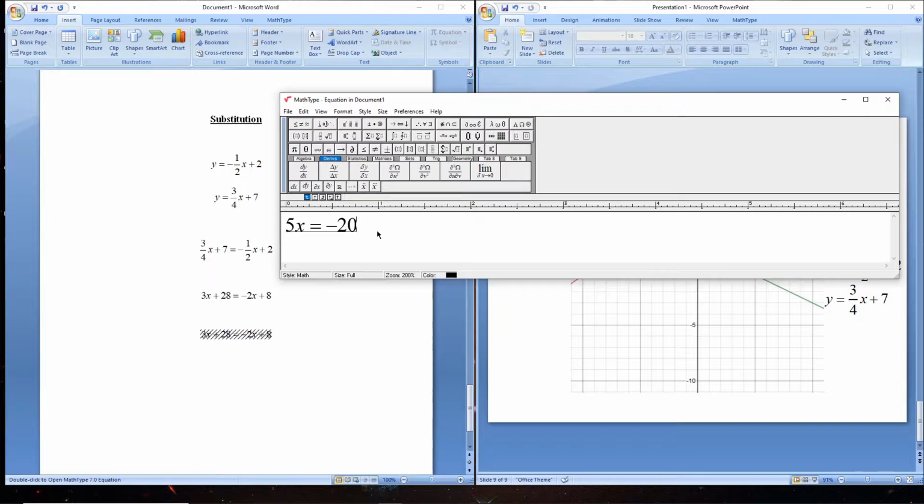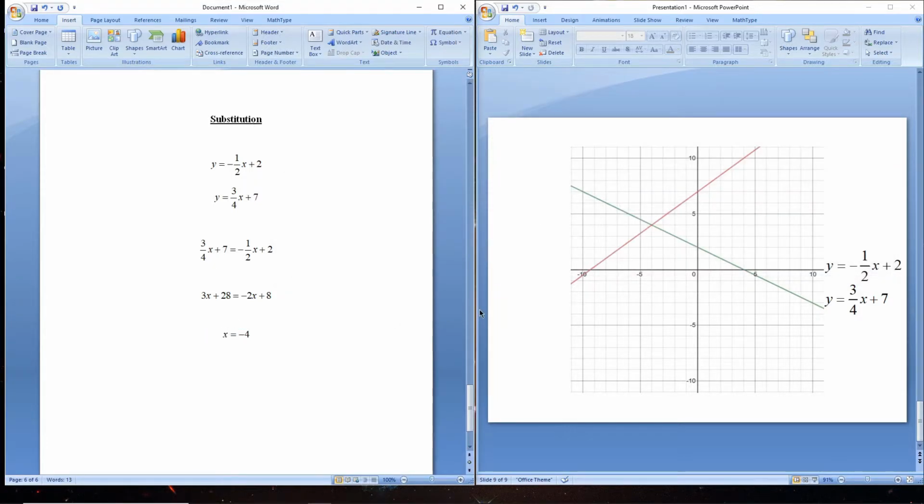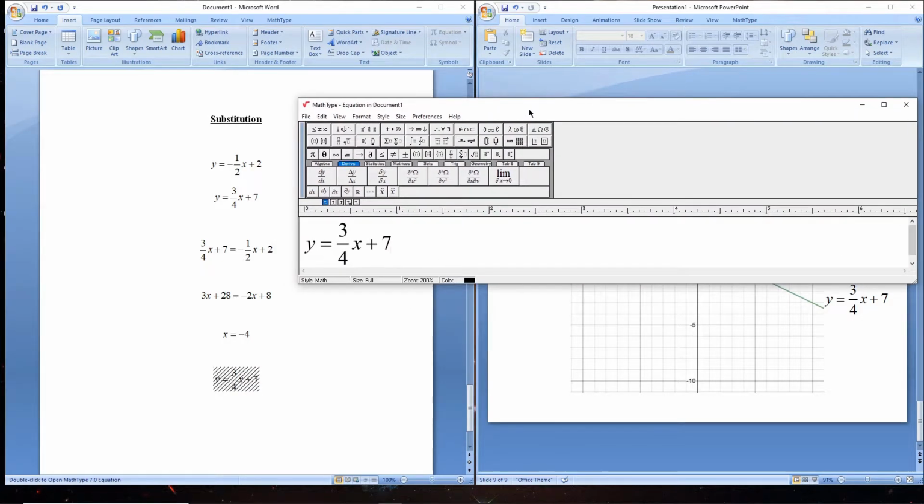And then to solve for x, we'll just divide both sides by 5. So minus 20 divided by 5 then would give us a minus 4. And then once we have a solution for one of our letters, we'll just plug it into one of the other equations. Again, it doesn't matter which. It'll all work out in the end if you're doing the math correctly. So instead of x, we now have our minus 4.